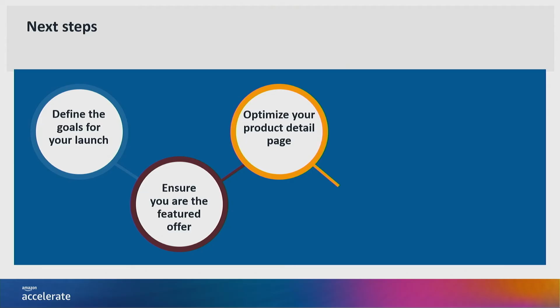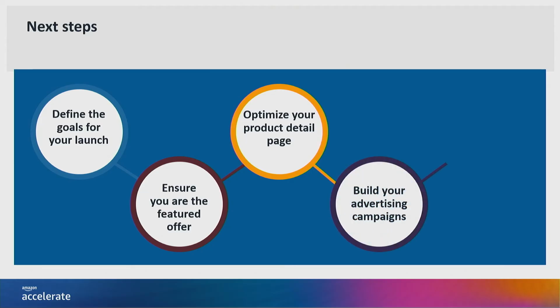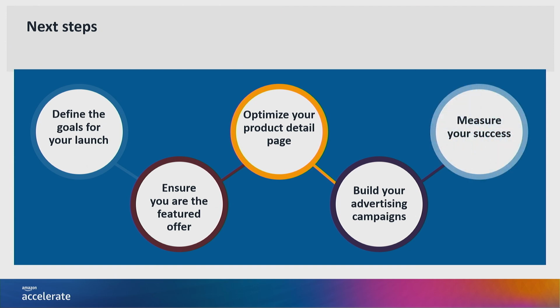Once your product detail page is ready to go, build your advertising campaigns. You can use both sponsored products and sponsored brands to help drive awareness of your new product and also pull in new to brand shoppers. And then once you've let those campaigns run for at least 2 weeks, start measuring your success to see how that new product launch went. Then you can make adjustments to your campaigns and let that product continue selling on Amazon.